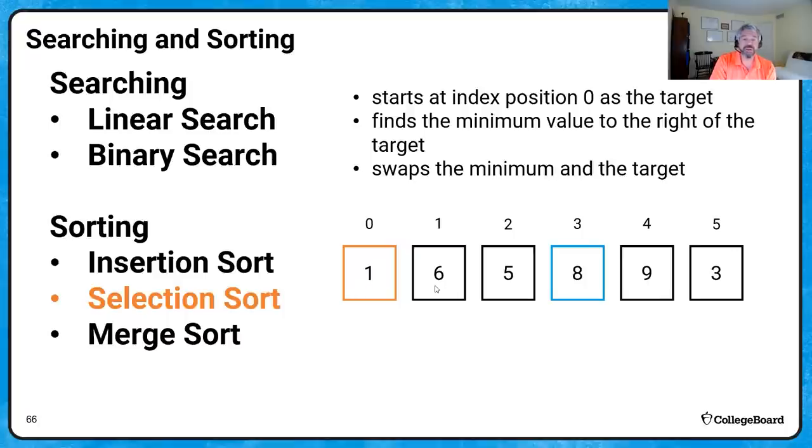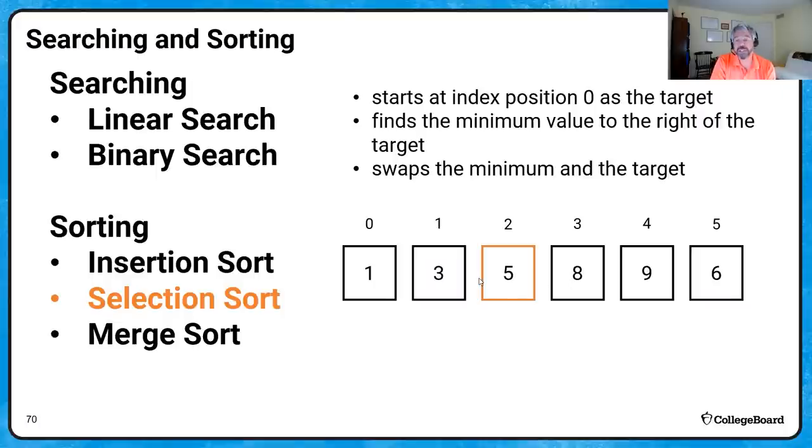So the one swaps with the eight. Okay, we're going to move up to index position one, which has a value of 6. And again, from that point to the right, I'm not going to go back to 0 again, because then I'd end up swapping with the 1. But starting with position 1, starting with my target, I'm going to move to the right and identify whatever the minimum value is. And in this case, it's a 3. So the 3 and the 5 swap. I'm sorry, the 3 and the 6 swap.